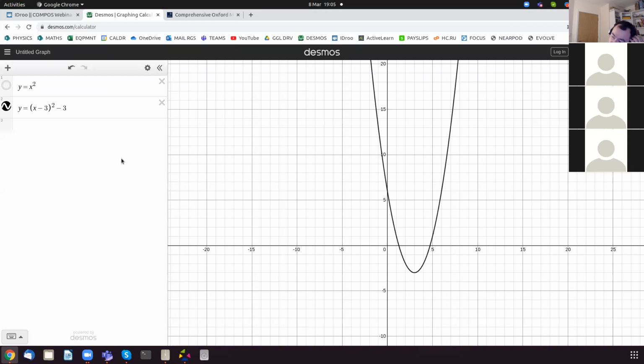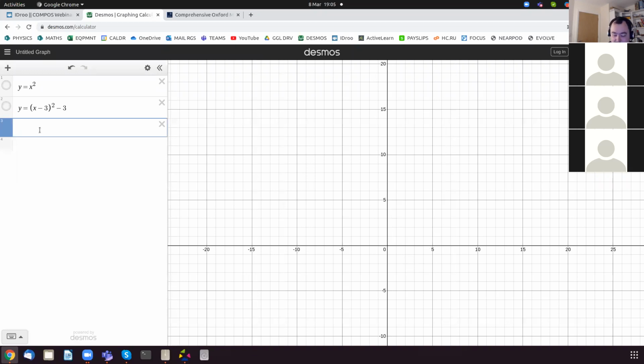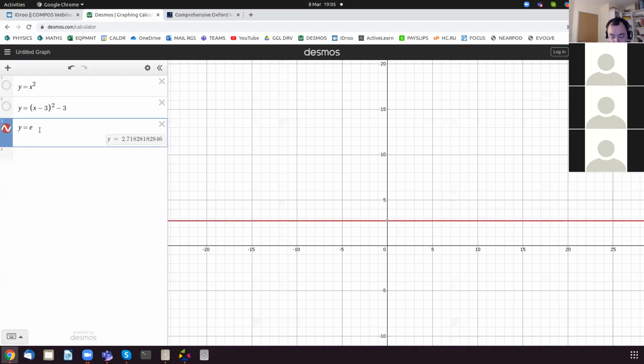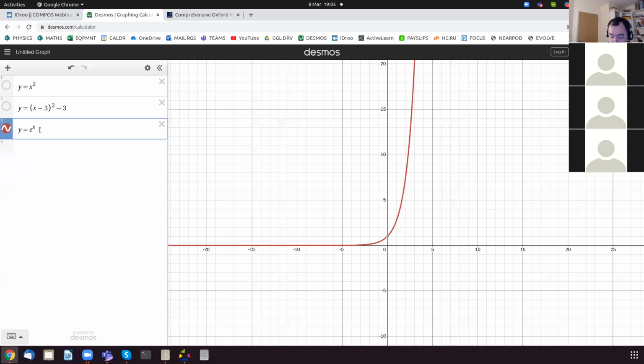If we take x to the modulus, so if we get any equation, for example y is equal to e to the power of 0.02x multiplied by sine x.